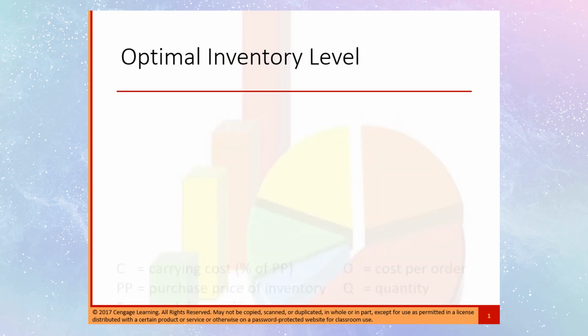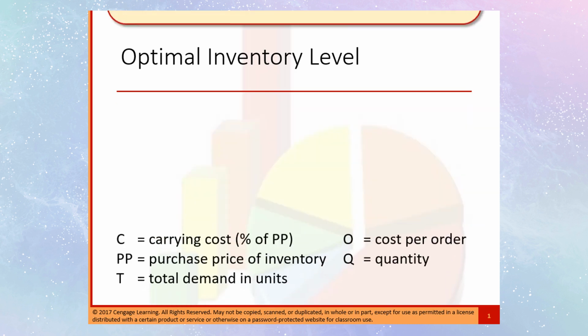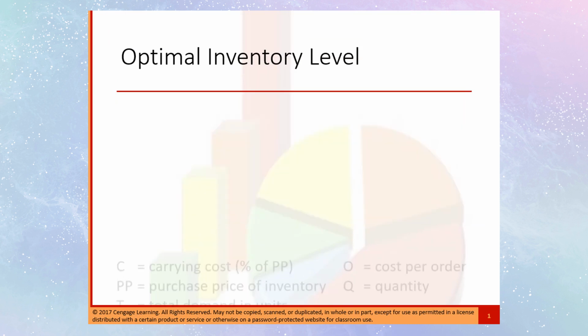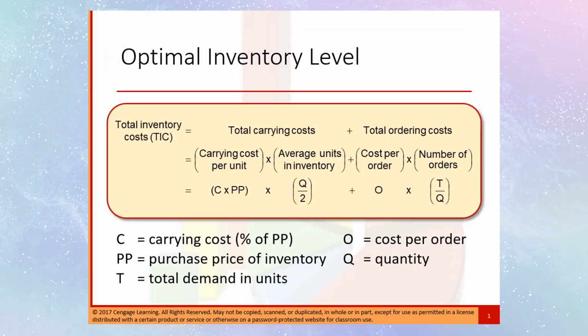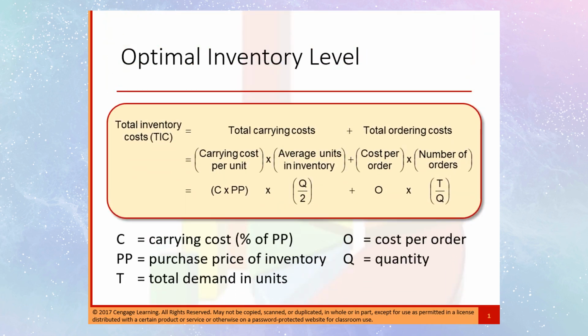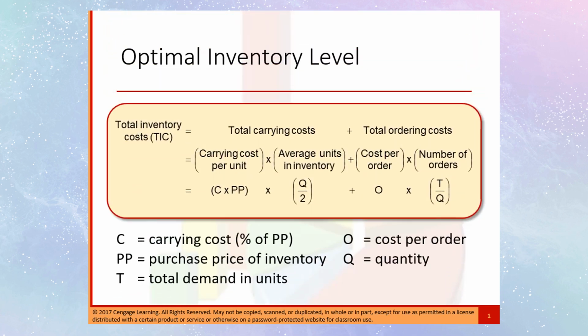Optimal inventory level and EOQ. To optimize inventory, we use the Economic Order Quantity Model, or EOQ. This model balances ordering costs against carrying costs. Pay close attention to the variables used in this formula. You may want to pause the playback and study this carefully before continuing.